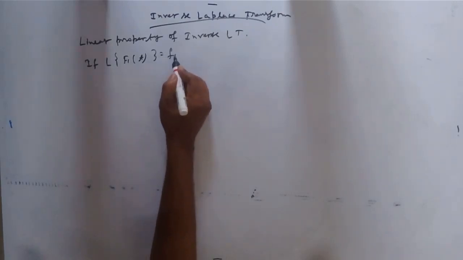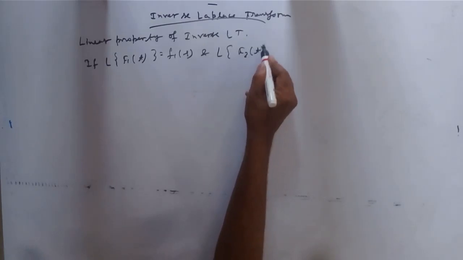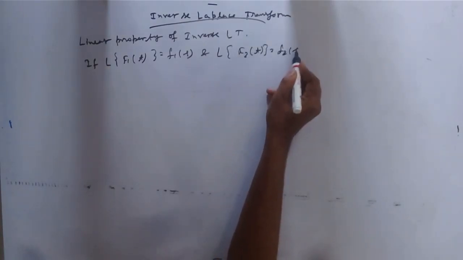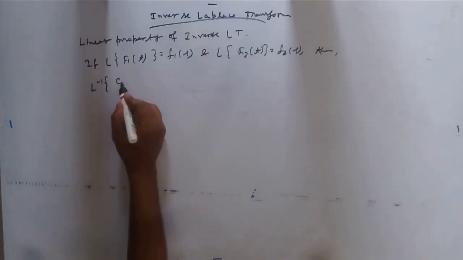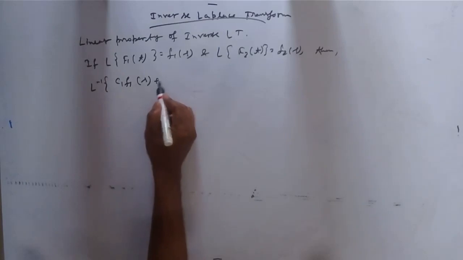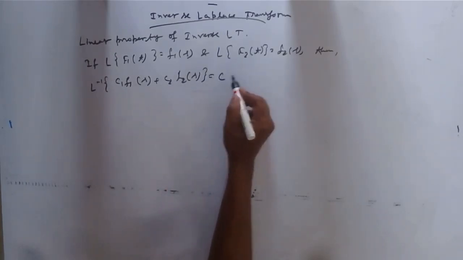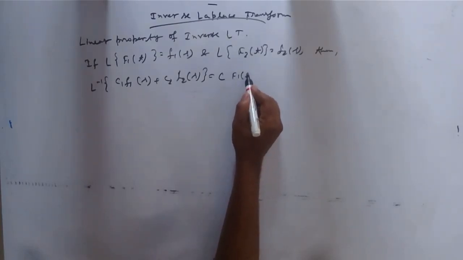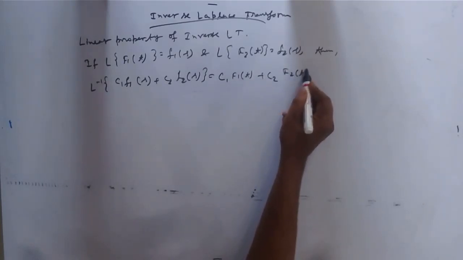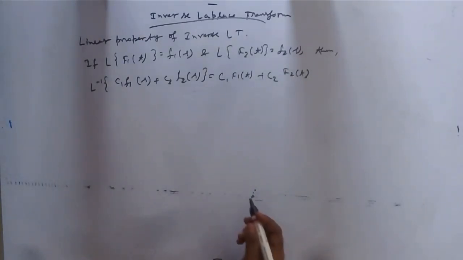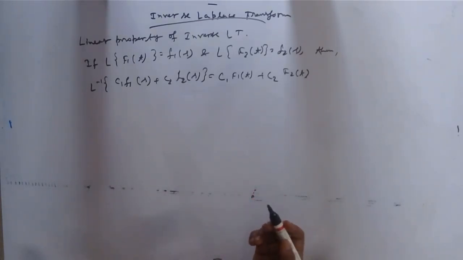This property states that if L of f1(t) equals F1(s) and L of f2(t) equals F2(s), then L inverse of c1 F1(s) plus c2 F2(s) will be c1 f1(t) plus c2 f2(t), where c1 and c2 are arbitrary constants.